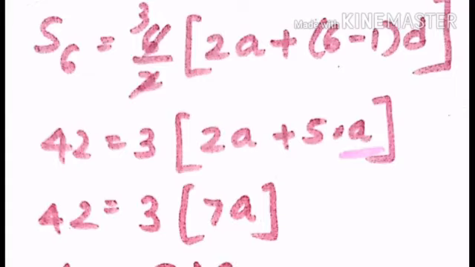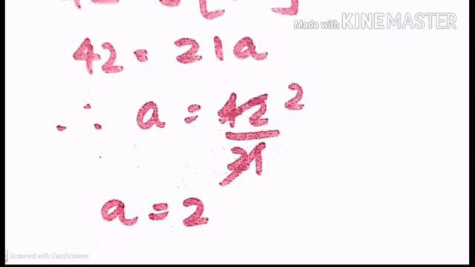So the formula of S6 is equal to 6/2 into (2A plus (n minus 1)D). Using that, I have written and solved it. 42 is equal to 3 into (2A plus 5 into A), and then 42 is equal to 3 into 7A in the bracket. See, I have underlined in pink color that A is equal to D, the same. So 5 plus 2 is 7A. Multiplying on the right hand side, we get 42 is equal to 21A. So A is equal to 42 by 21, that is A is equal to 2.